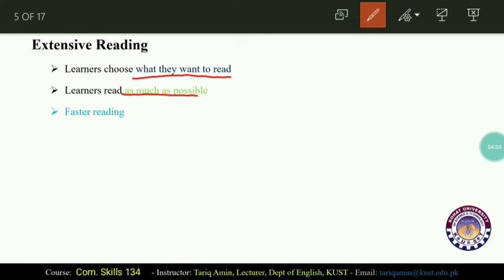Faster reading. Extensive reading is faster reading. You can read lengthy text in a much shorter time. It is faster because you are not concerned with minute details of phrases, sentences, and clauses. Your main aim is to just derive the main meaning, or the central meaning, or the key ideas from the text. You are just concerned with the general understanding or the general meaning of the text. That is why it is faster reading.